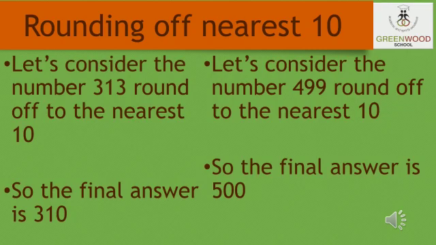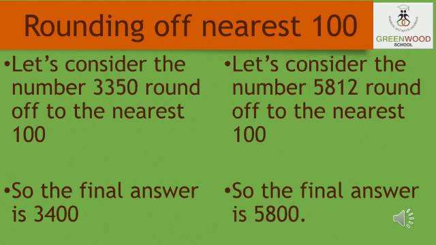If the smallest place digit is greater than or equal to 5, then round up the digit, as the digit in the ones place is greater than 5. So, plus 1 has to be added. Therefore, 9 plus 1 is 10, and then 1 is carried to the next place. So, the final number is 500.